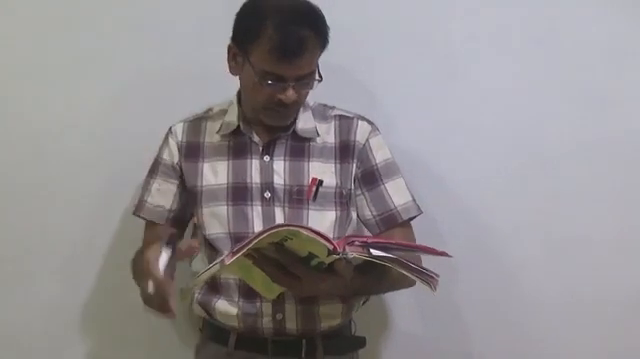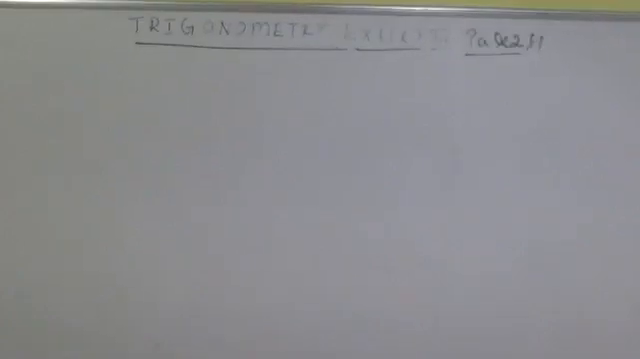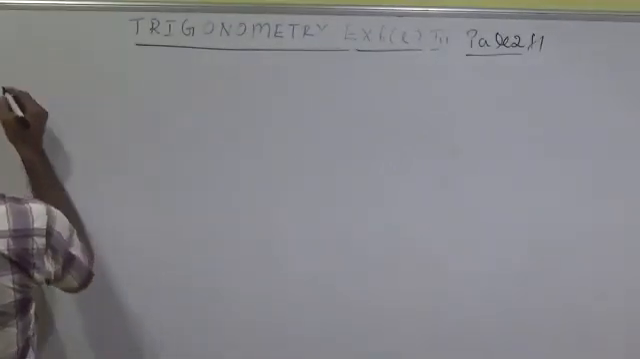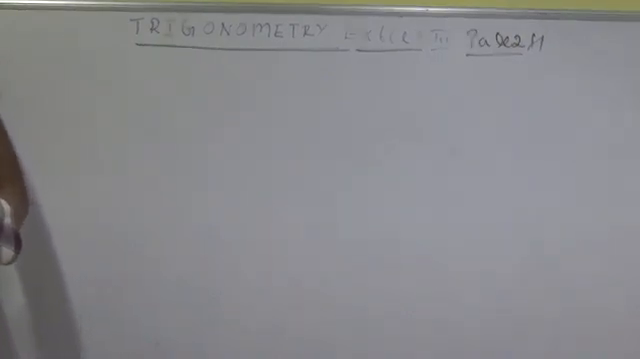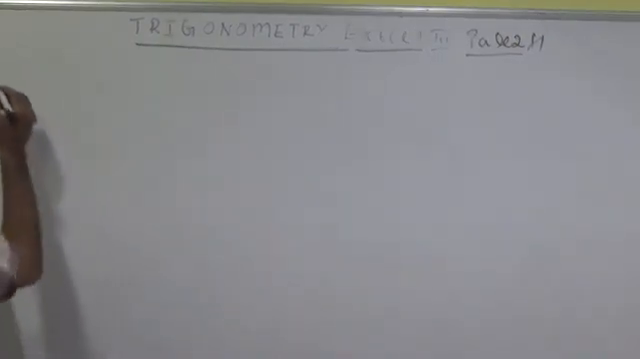Dear students, we are handling the topic trigonometry. In the trigonometry topic, trigonometric ratios up to transformations. In this topic, page number 281, exercise 6E is going on. In the exercise 6E concept, Roman number 2 sums are completed. Today's class is Roman number 3.